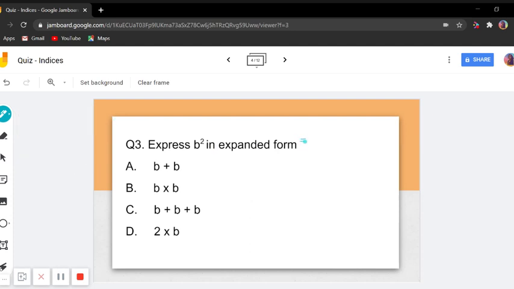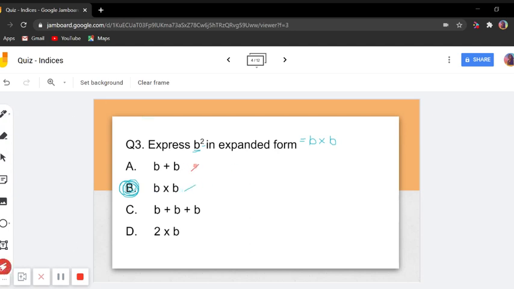Let's write it here. B to the power of 2. What is the base here? The base is B. Let's write B. And what is the index? The index is 2. So it means that B is multiplied by itself 2 times. So this is supposed to be the answer. So which one has the same answer as this one? Alright, it looks like B has the same answer, B multiplied by B.